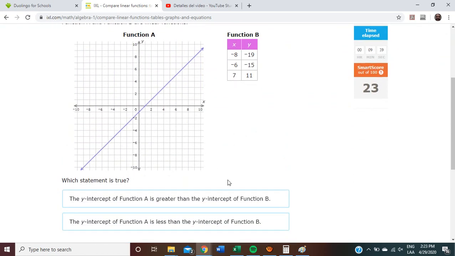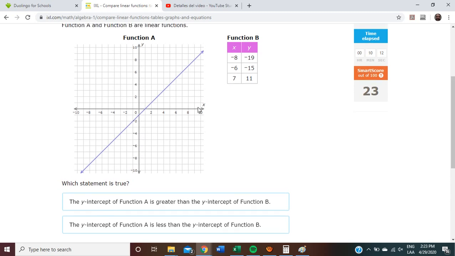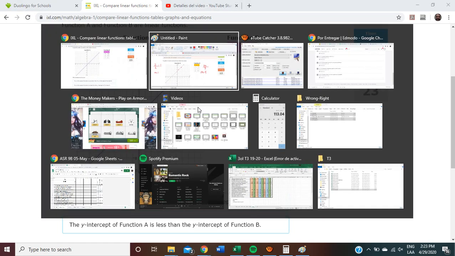So the next one, I want you to pay attention to this part. They are not asking you about the slope in this question. They are asking you about the y-intercept. It is really easy to know the y-intercept in a graph. The y-intercept in this graph is -1. What is the y-intercept? It is where the line crosses the y-axis, which is right here. It's -1.